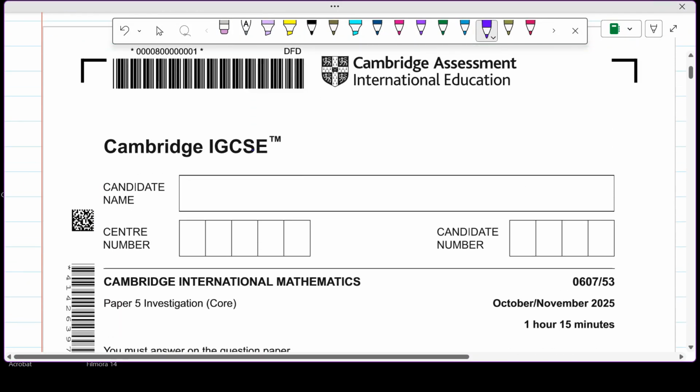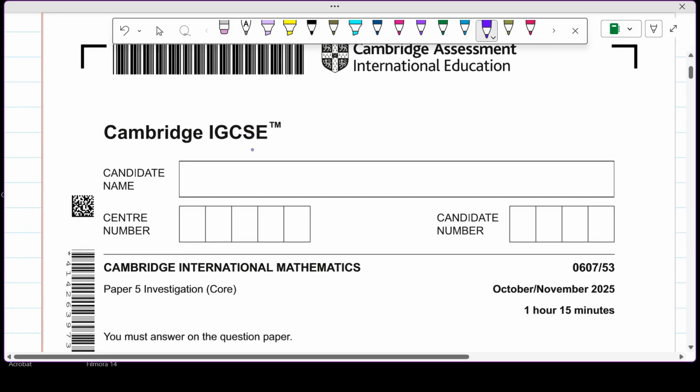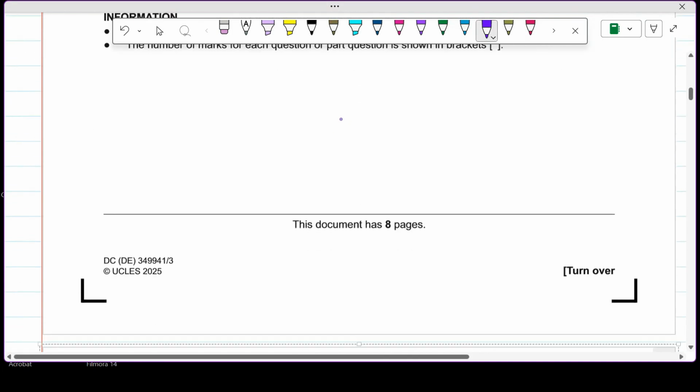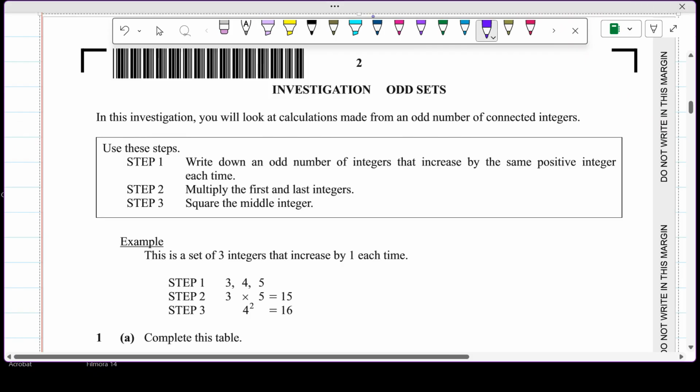Hi everyone, we are going to start the Cambridge IGCSE investigation paper for October-November 2025. The subject is International Mathematics with the code 0607. This is paper 5 and the variant is 3. Let's move to the investigation section, which is Odd Set.